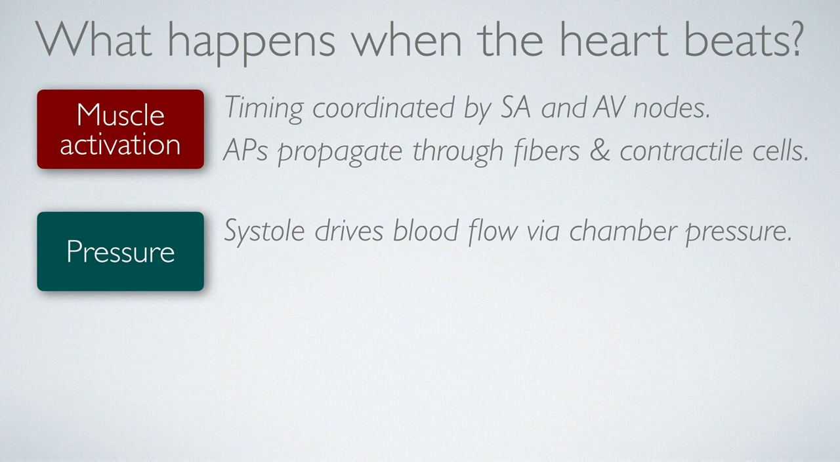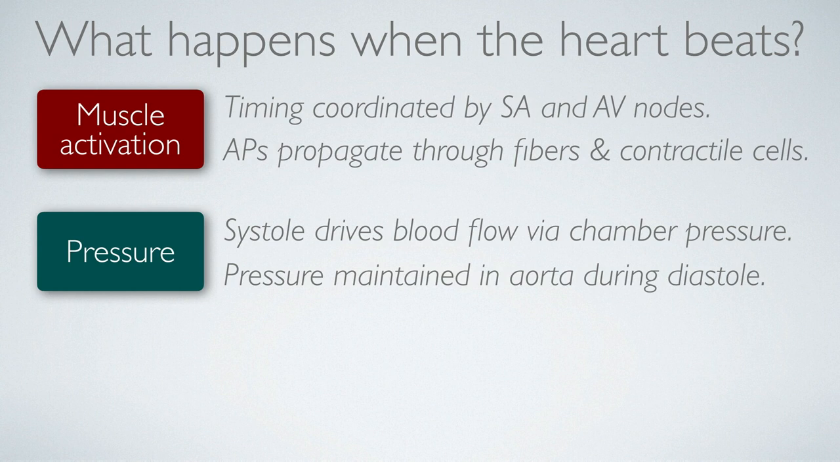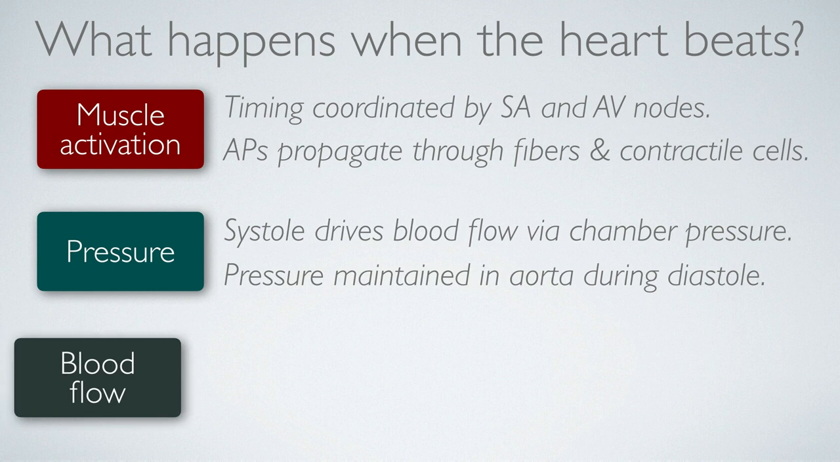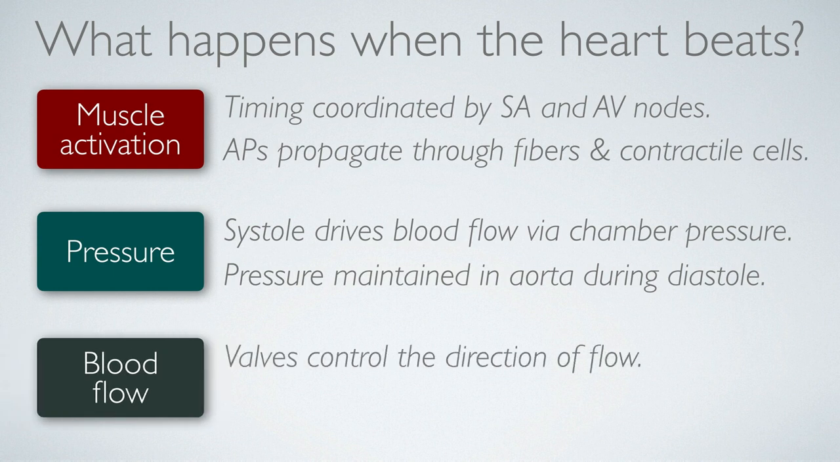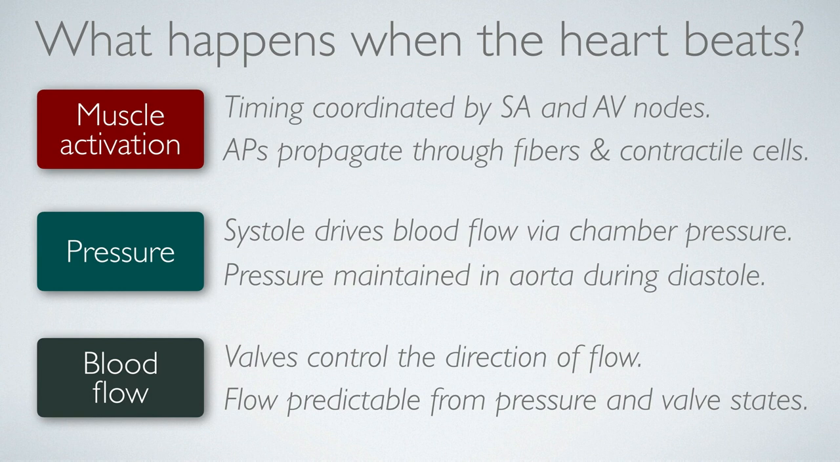In the aorta, we have this mysterious elevation of pressure during diastole for the ventricle. So what is that about? That's going to be addressed later. It's just an important observation at this point. The blood flows towards lower pressure if permitted by the valves. So the valves control the direction of flow, as do differences in pressure. And the flow is predictable if you know what the pressure is in the different chambers and vessels, and if you know what the state of the valves is. And by states, I mean whether they're open or closed.